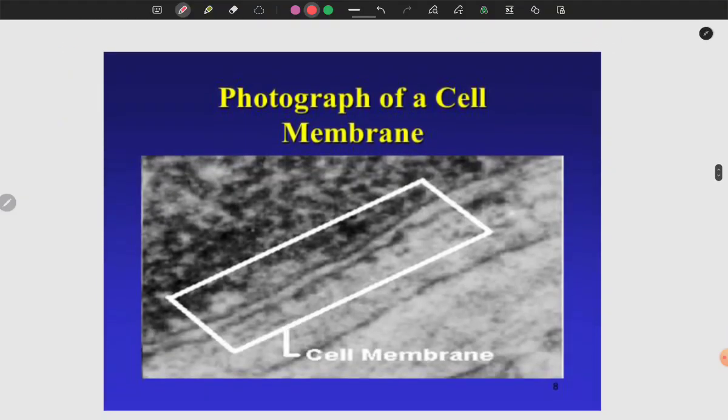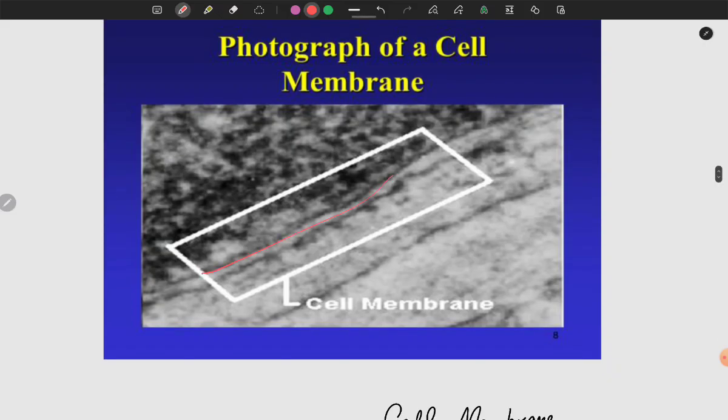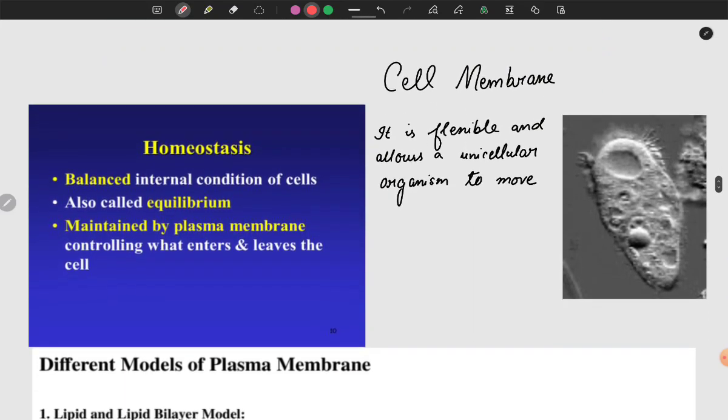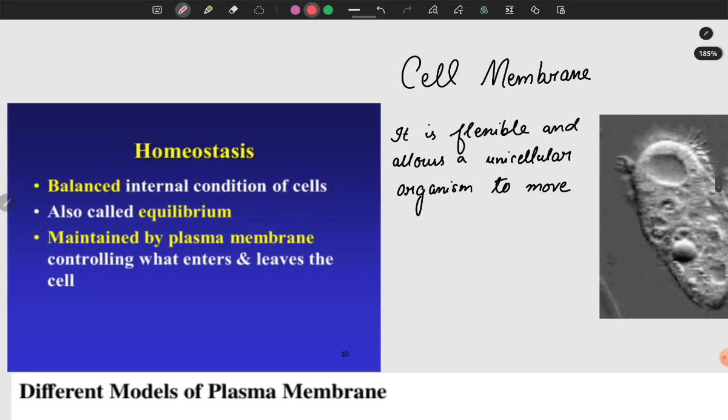This is a photograph of the cell membrane seen under the microscope. Now, homeostasis is also done by the plasma membrane. What is a cell membrane? The cell membrane is flexible, which allows a unicellular organism to move.